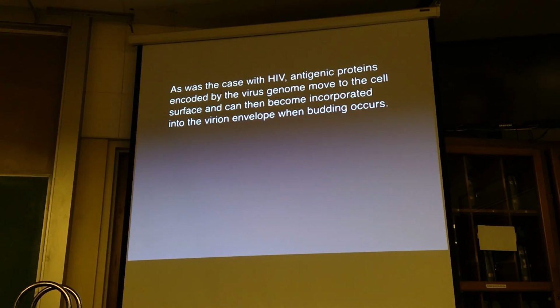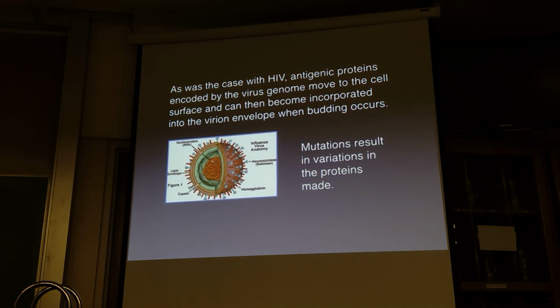So, again, as I mentioned, it's just like the HIV in that the virus proteins, hemagglutinin and neuraminidase, are encoded by the viral genome. They move to the surface of the host cell as antigens or protein groups on the surface, and they're going to end up on the envelope when that virus goes out by budding. Mutations are going to change the exact composition of those proteins. You change the amino acid sequence.